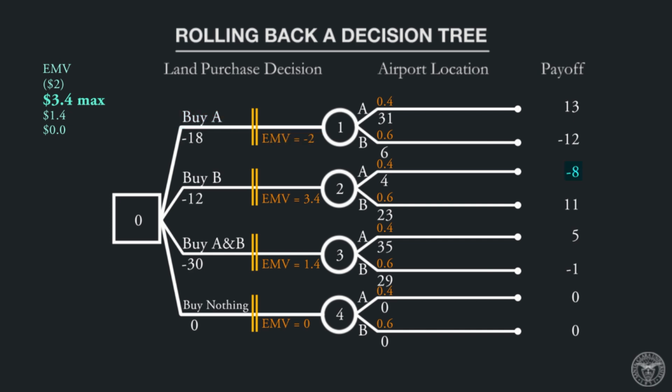Similarly, for decision B, we use -8 times 0.4 plus 11 times 0.6. We get an expected monetary value of 3.4 for decision B. And we can get an EMV equal to 1.4 for decision A and B, and 0 for doing nothing. Actually, these 4 values are exactly the same as those we got in the EMV table approach. Similarly, finding the highest value out of the EMV values, we know purchase B will be the optimal decision.